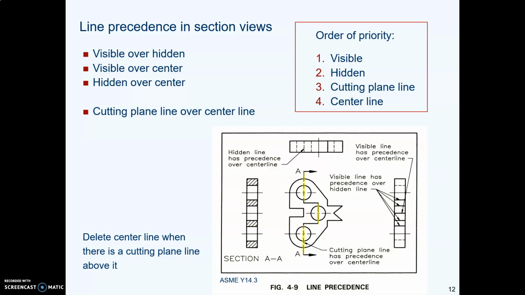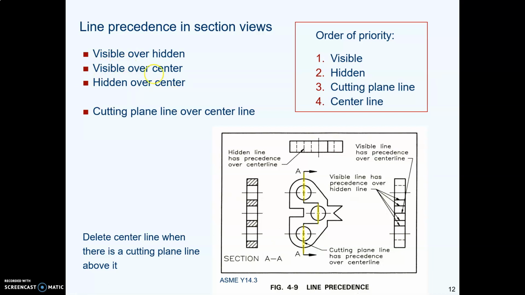ASME has this page which talks about line precedence. It might be a little confusing. If you have lines lying over the top of lines, what takes precedence over what? Well, visible lines are thicker than hidden lines, and visible lines are thicker than center lines, so obviously when you print your drawing, the visible lines are going to take precedence because they'll be visible.